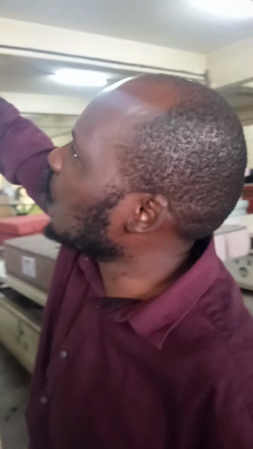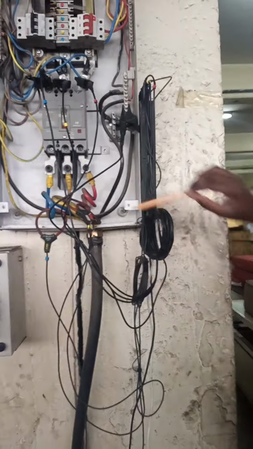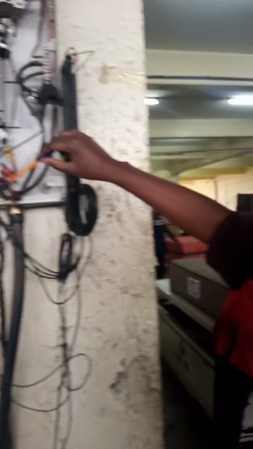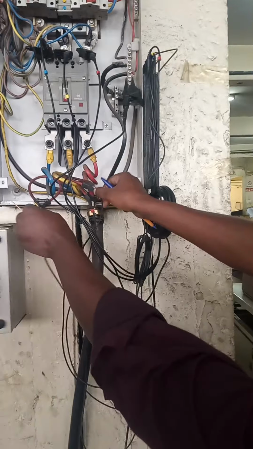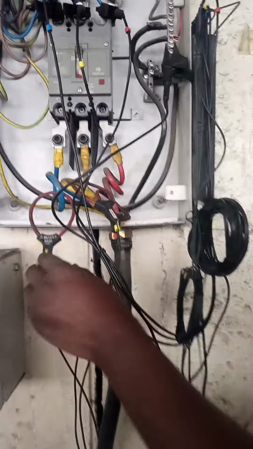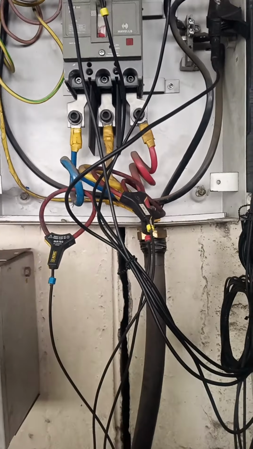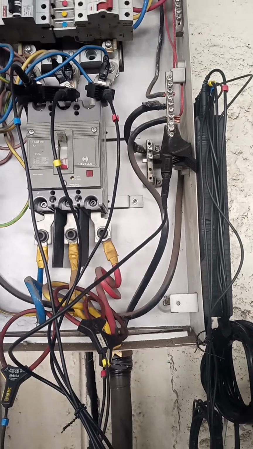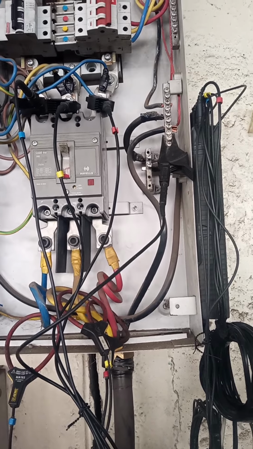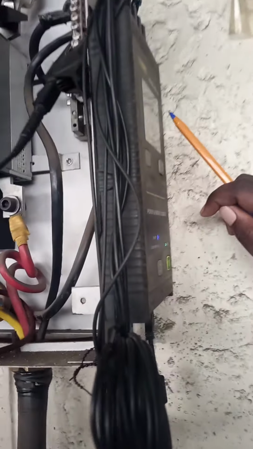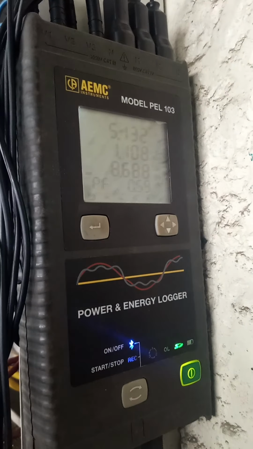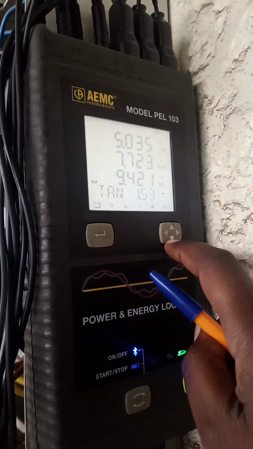We are connecting the voltage. You have the voltage connected here. Then you have what we call the current CT, current transformer, being connected at this point. The current transformer basically picks the current, the clips pick the voltage, so that at the end of the day, we are able to calculate power, which is in kilowatts or watts. That means that is voltage times current.